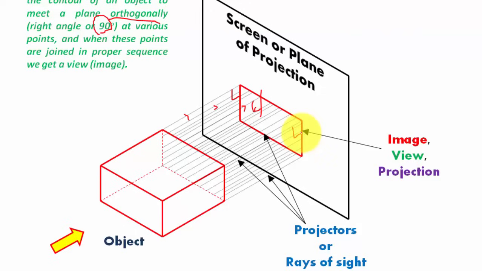Anyway, so guys, there are two conditions which are extremely important for any sort of projection to be called as orthographic in nature. Number one is all the projectors which will be extended to meet a plane are to be made parallel to each other.